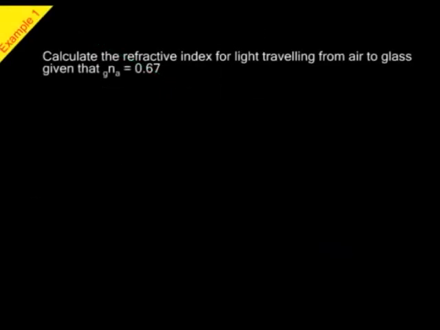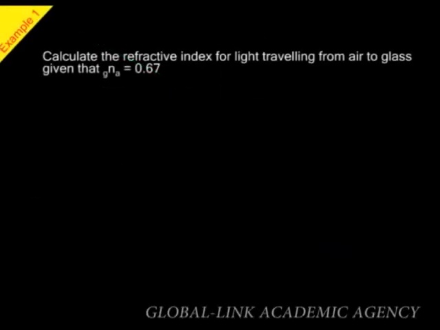Let's take an example. Calculate the refractive index for light traveling from air to glass, given that N glass to air is equal to 0.67. In the solution, N for air to glass is equal to 1 over N glass to air, which is equal to 1 over 0.67. And that would give us roughly 1.5.